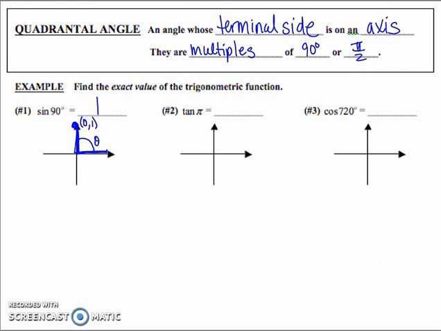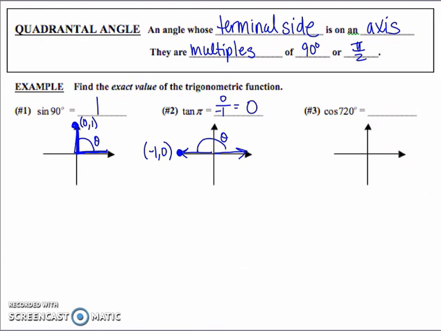Tangent of pi, well, pi, this would be our initial side. This would be our terminal side. So theta here is a straight angle. And pi is over here. The ordered pair for that point on the unit circle is -1, 0. We know that tangent is sine over cosine, or y over x. So in this case, y divided by x is going to be 0 divided by -1, which is 0.